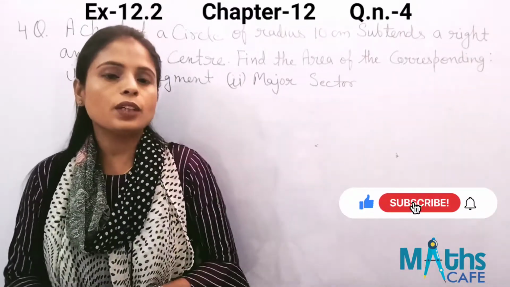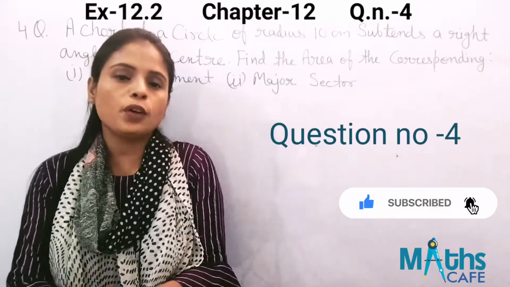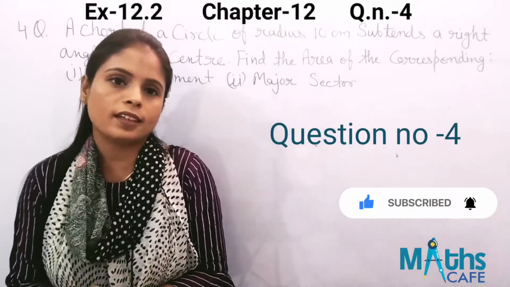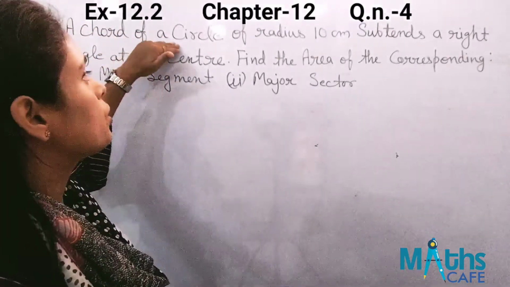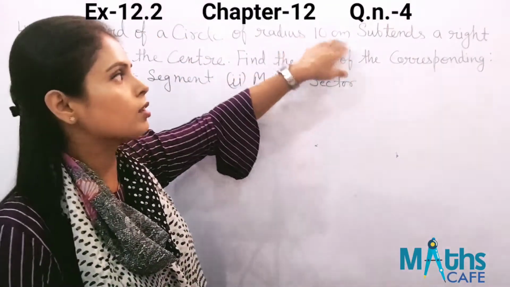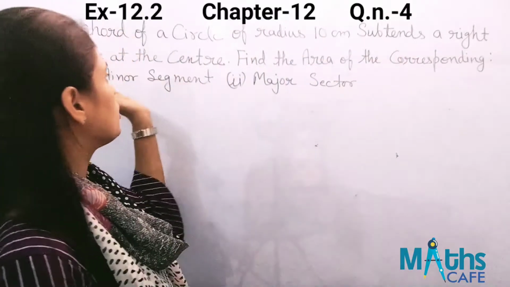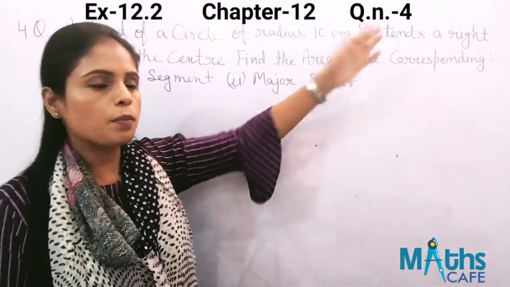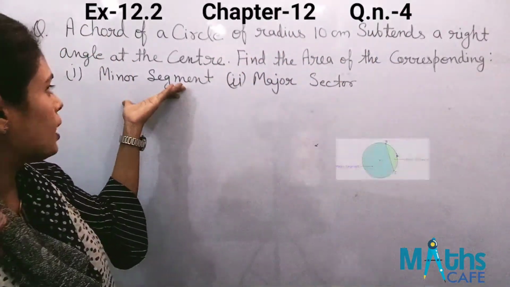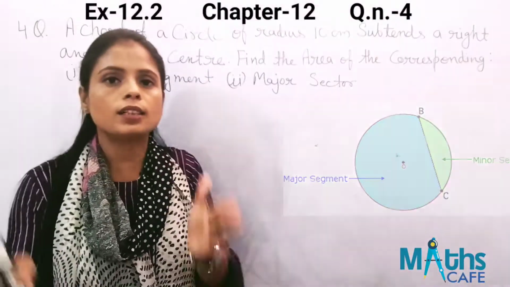So here in this video we are going to do question number 4 of exercise 12.2. So let's start with the question. A chord of a circle of radius 10 cm subtends a right angle at the center. Find the area of the corresponding: part 1, minor segment, and the second part, major sector.